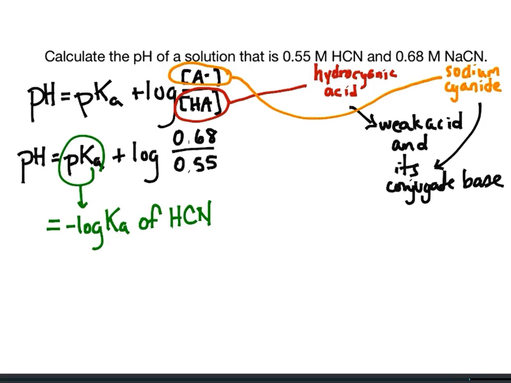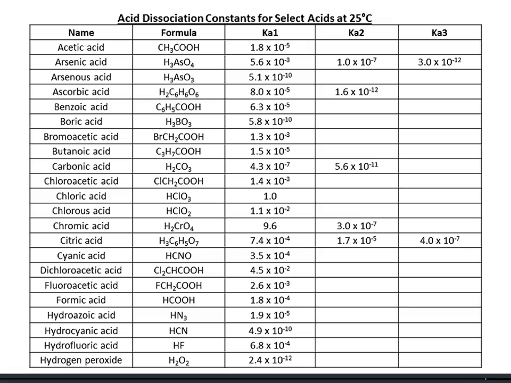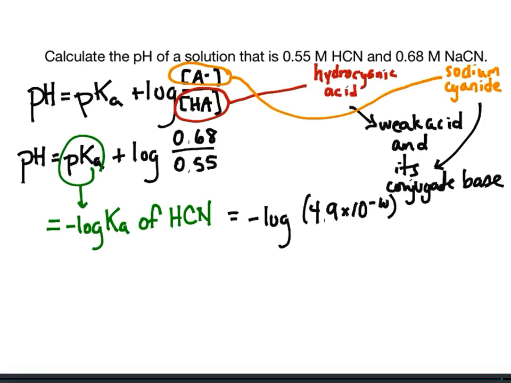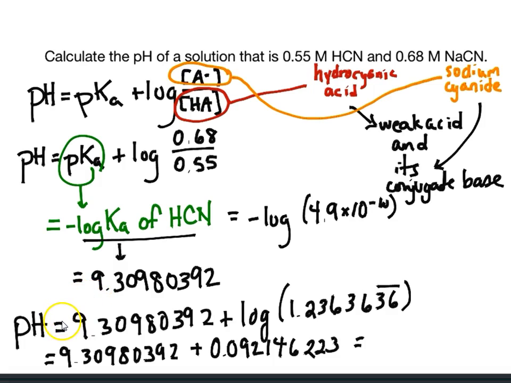pKa is the negative log of the Ka of hydrocyanic acid, which we can look up on the Ka table. So that's down here near the bottom, 4.9 times 10 to the minus 10. So we're going to plug that in. Now with the 4.9 times 10 to the minus 10, that's somewhere between 10 to the minus 9 and 10 to the minus 10. So we expect the pKa, like it is here, to be between 9 and 10, which it is. And we just plug the numbers in.